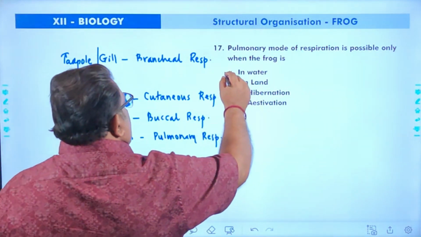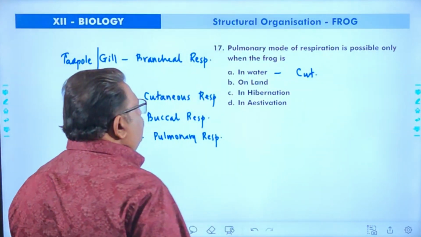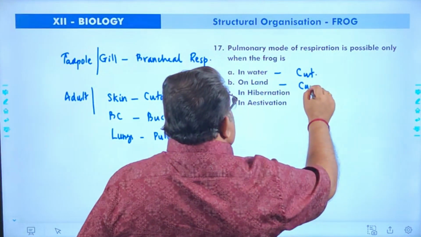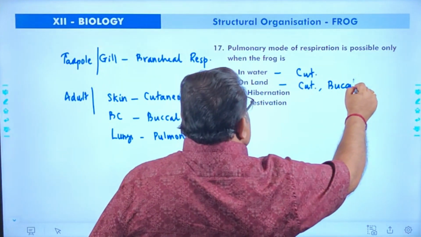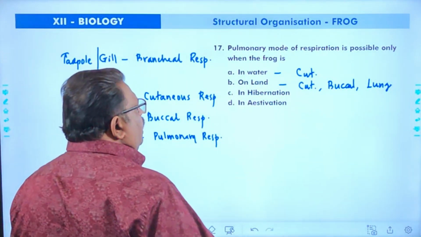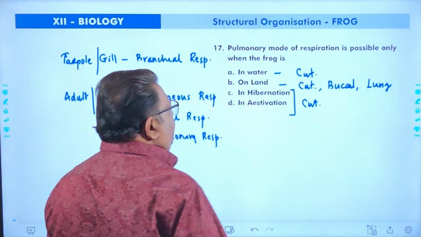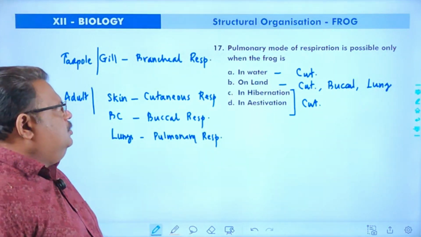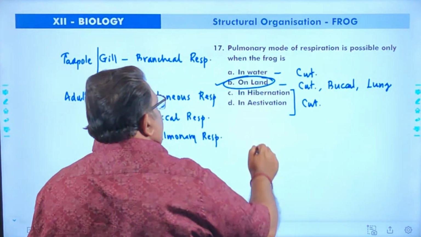So when in water, the respiration is cutaneous. When on land, cutaneous skin can be used, buccal cavity can be used, lungs can be used. In hibernation and estivation, cutaneous respiration is there. So the respiration using lungs is called pulmonary respiration. Pulmonary mode of respiration is possible only when the frog is present on land.